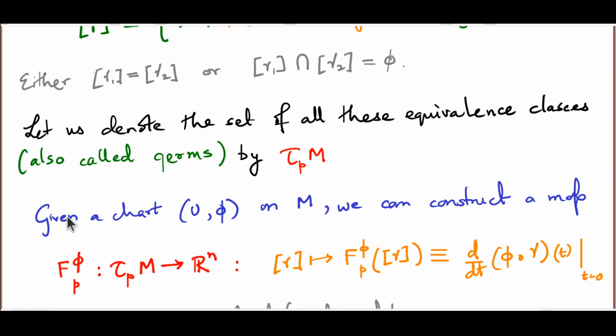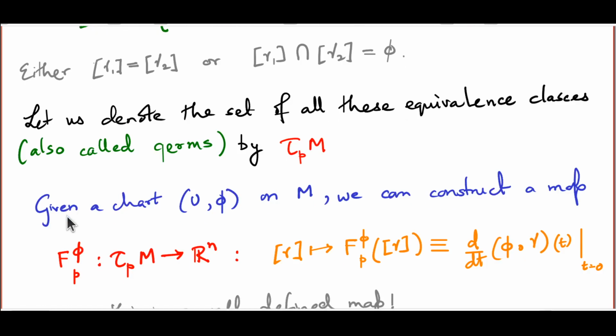And what does it do? It maps an equivalence class gamma to the following number: the rate at which the function phi composite gamma of t changes at t equal to 0. These are precisely those numbers whose equality defined the notion of sharing a tangent for us a while ago. Now, it stands to reason that all elements of a particular equivalence class must give you the same value for this quantity. In fact, that is what defines the equivalence class in the first place. So, this is a well-defined map.